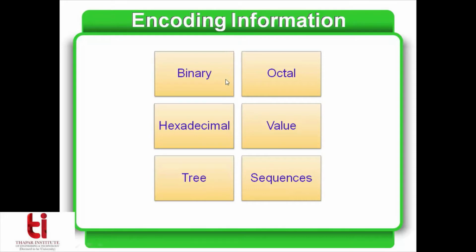Okay. So there are different ways of encoding the information. That could be binary, octal, hexadecimal value, or real encoding, or a sequential or permutation encoding. Let's start with them one by one. First, talking about the binary encoding mechanism.